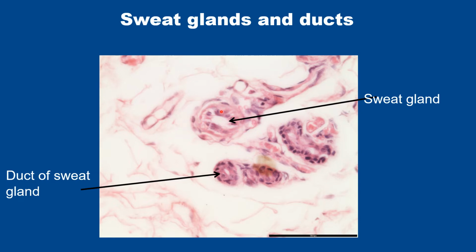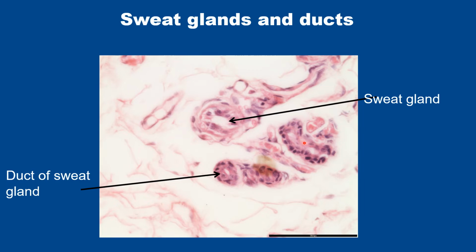So the difference between duct and gland: see the lumen. The lumen is larger in the case of the gland. The lining epithelial cells are lighter in the case of the glands. Lining epithelial cells are darker in the case of the sweat duct, and the lumen is smaller in the case of the sweat duct. And there are myoepithelial cells at the base of the gland, which are absent in the sweat duct.